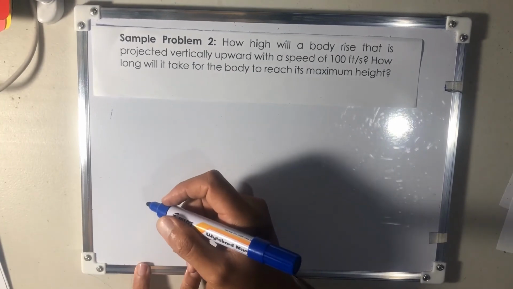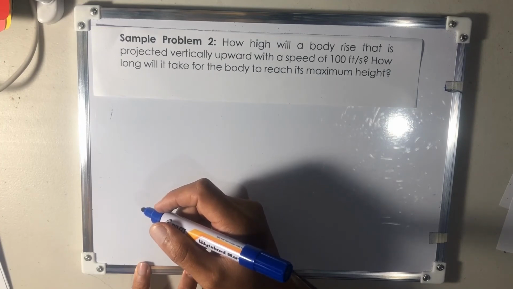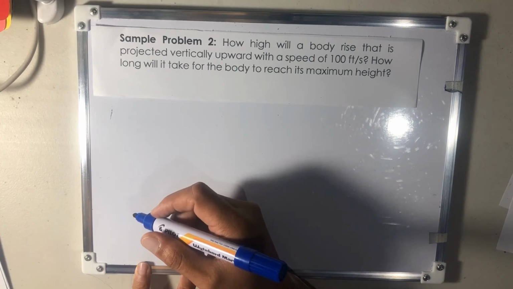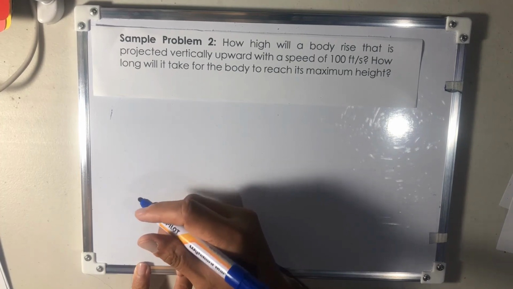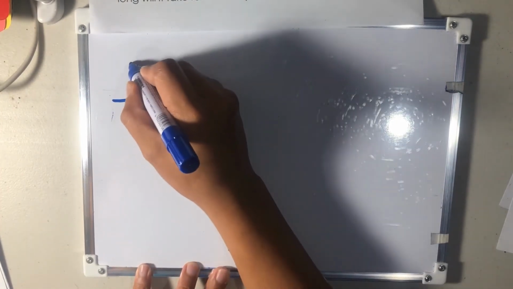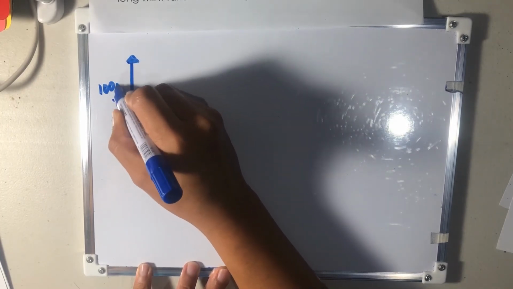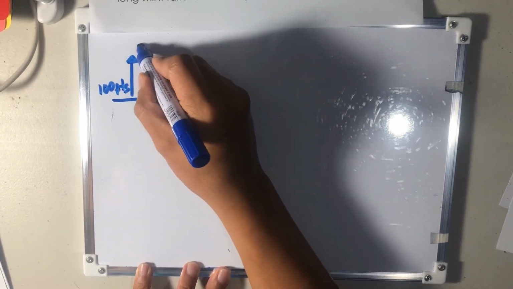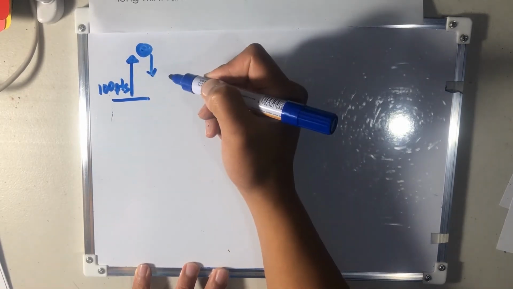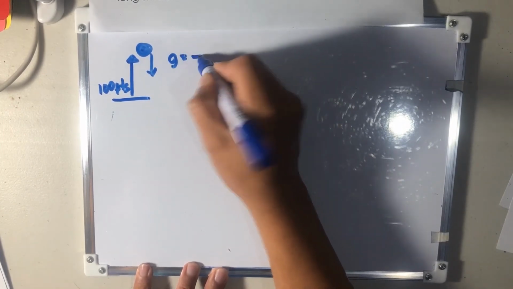We will now solve for sample problem 2 under free fall motion. How high will a body rise that is projected vertically upward with a speed of 100 feet per second? How long will it take for the body to reach its maximum height? So we know that there is an object that is thrown vertically upward with an initial speed of 100 feet per second. Once the object reaches its maximum height, it will start to fall. Take note that the object goes up, therefore g is negative.